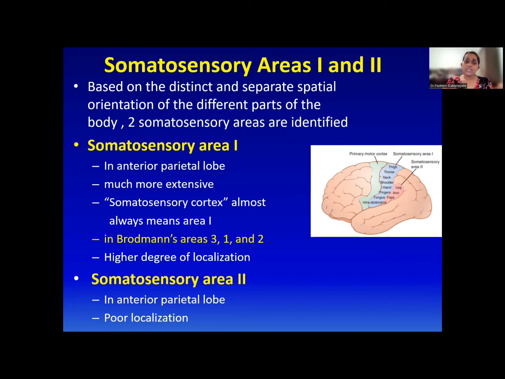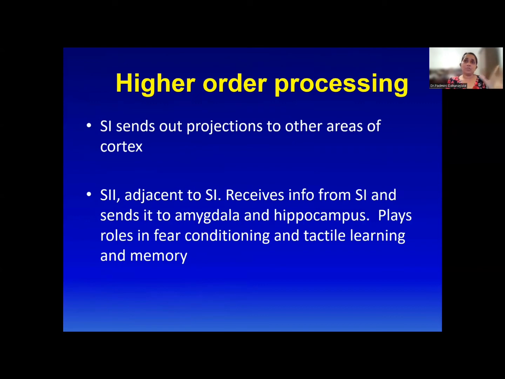Somatosensory area 1 is located in the anterior parietal lobe, is very extensive, and almost always has a higher degree of localization. Brodmann areas 1, 2, and 3 are located in somatosensory area 1. Somatosensory area 2 is again in the anterior parietal lobe, but has poor localization. That is why I told you most of the third order neurons coming from the thalamus terminate in somatosensory area 1. After doing all the interpretations, only somatosensory area 1 will send projections to other areas of the cortex. Then, if needed, they will send signals to somatosensory area 2.